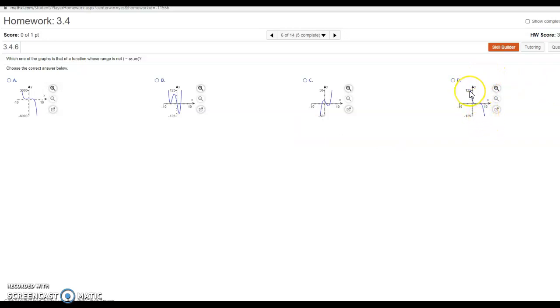So does graph C, and so does graph D. Those odd degree polynomials, like a cubic polynomial, will have a positive to negative infinity range, as well as for the domain. But notice on graph B, it does have an ultimate lowest spot. I don't know exactly where that is right now, but I know there is a lowest spot. It's not negative infinity, but that's the lowest this graph goes, and then it goes up to positive infinity. So that one would not have an infinite range.